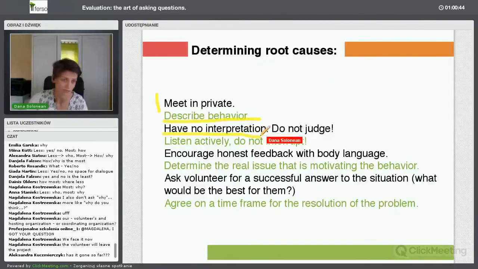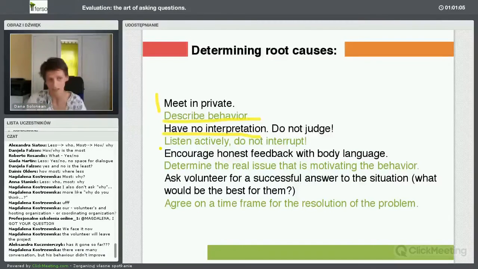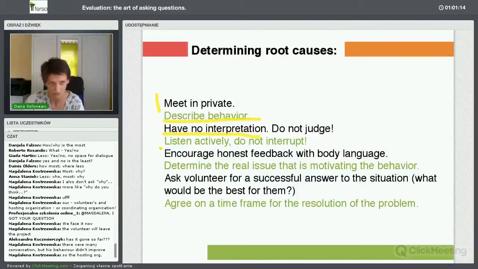Then I know it's a very hard thing to do, but have no interpretation. I mean, we are all coming with our personal experience and we are always all thinking in a certain way, but try not to have interpretation, not to judge the person. Then it's active listening, do not interrupt. I want to insist on a thing: evaluation meeting, because it's a dialogue meeting, the space that you dedicate to talking should be equal to the space that you dedicate to listening. So listen actively, do not interrupt, let him or her tell the story until the end.